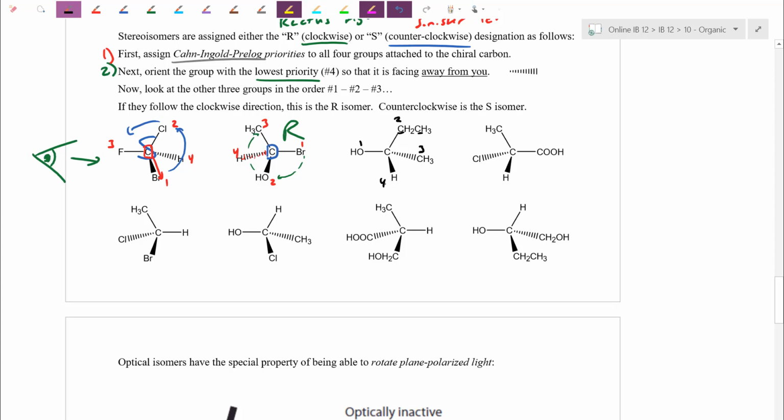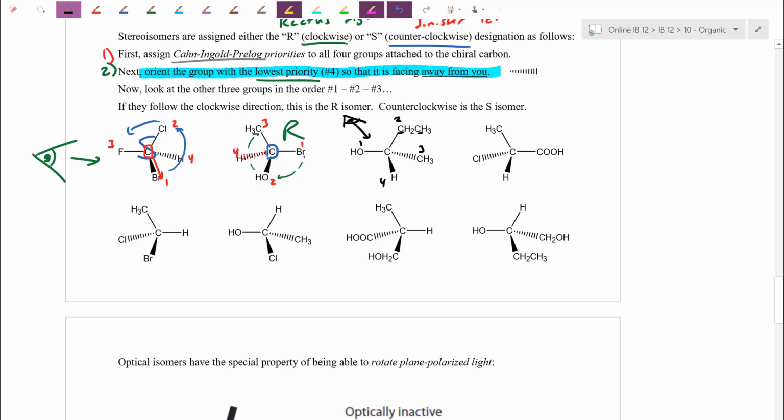But once you assign those priorities, don't do the clockwise counterclockwise just yet. Make sure you've oriented the lowest priority group so that it's pointing away from you. So this one is actually not the drawing that I want. I have the hydrogen jumping out at the page. I want you to pretend you're standing on the far side of the molecule and looking at it this way. That way the hydrogen will be behind the page. You'll need to sort of flip this around here.